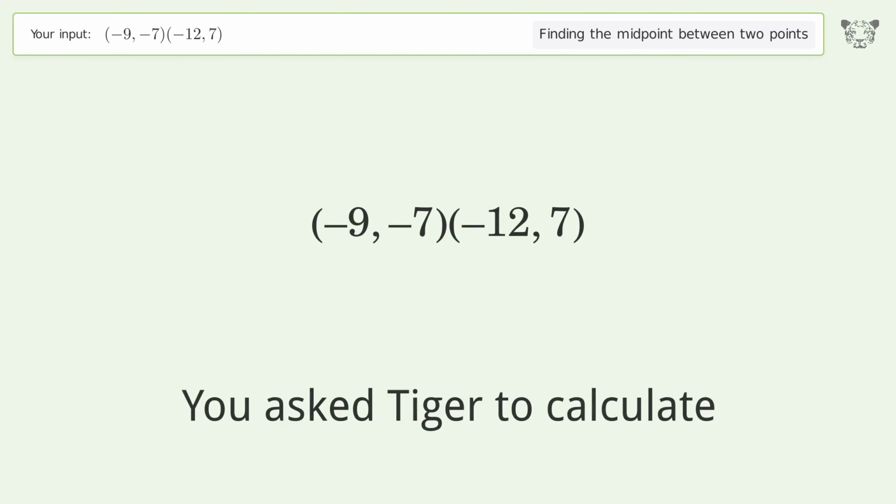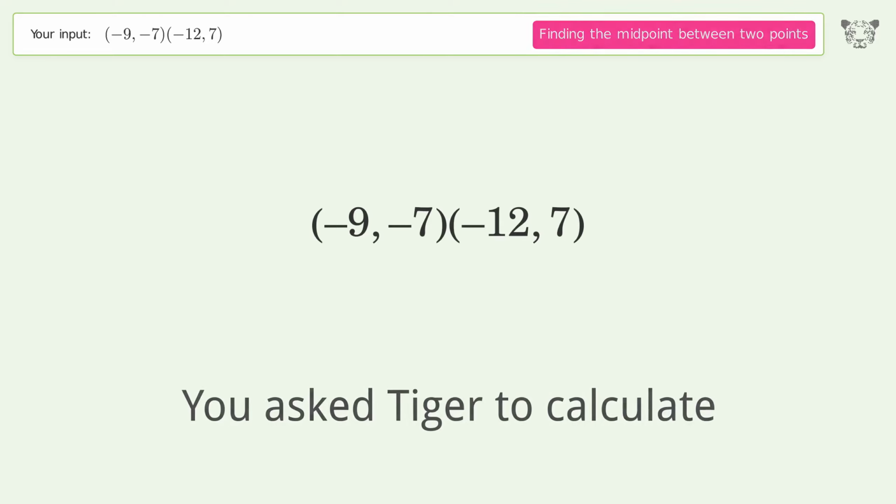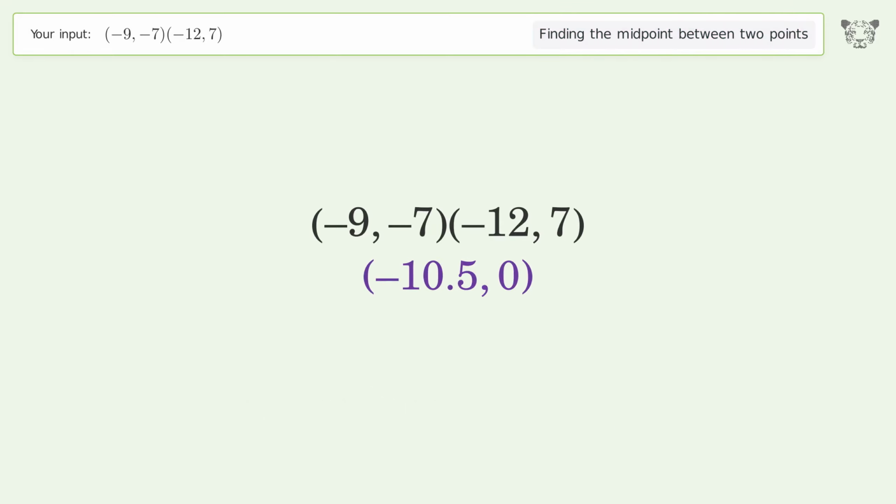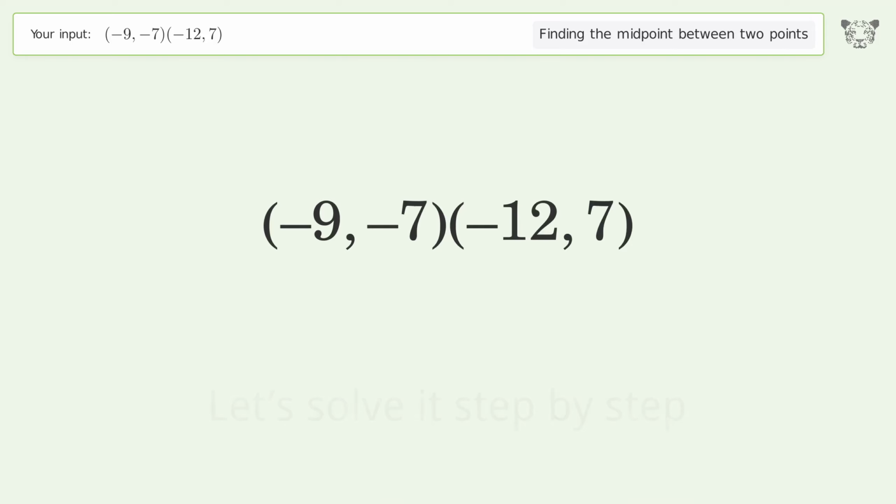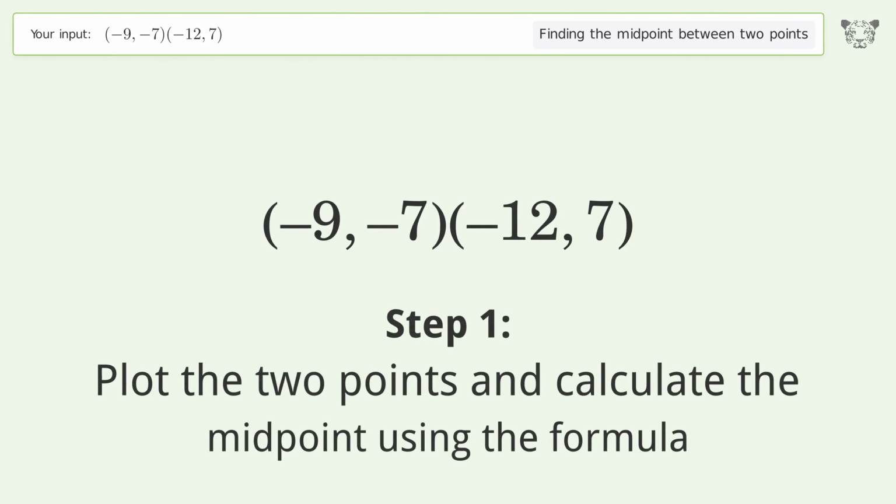You ask Tiger to calculate. This deals with finding the midpoint between 2 points. The midpoint between the 2 points is negative 10.50. Let's solve it step by step. Plot the 2 points and calculate the midpoint using the formula.